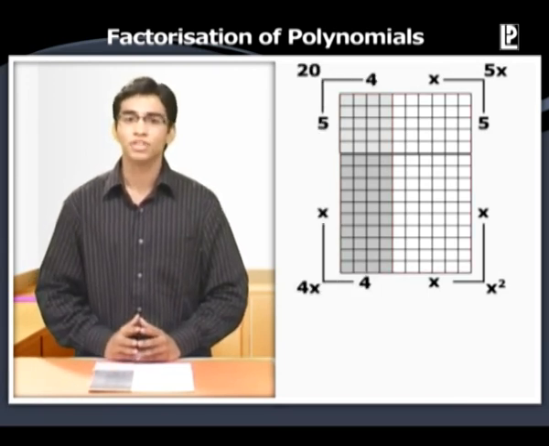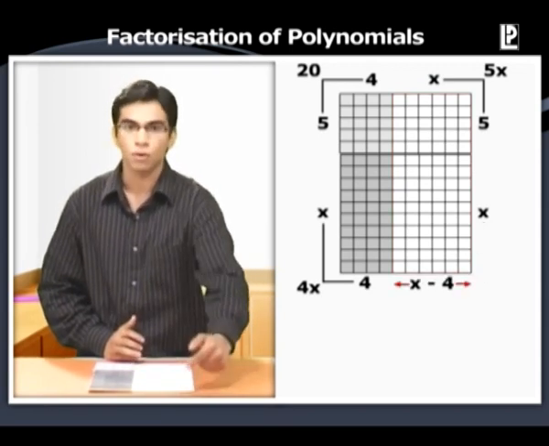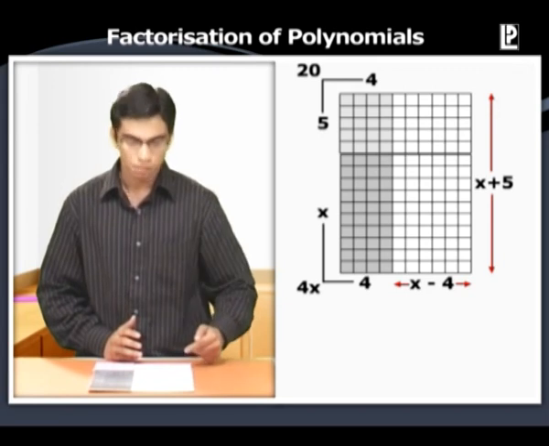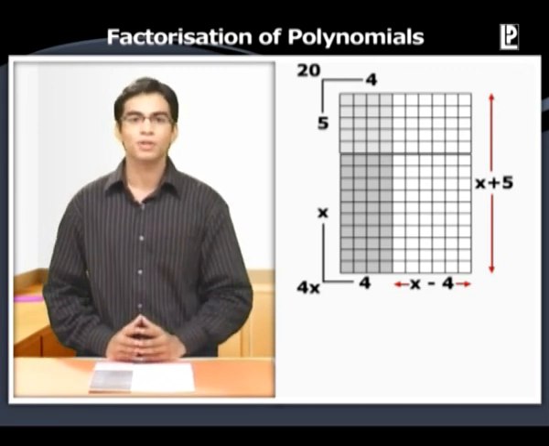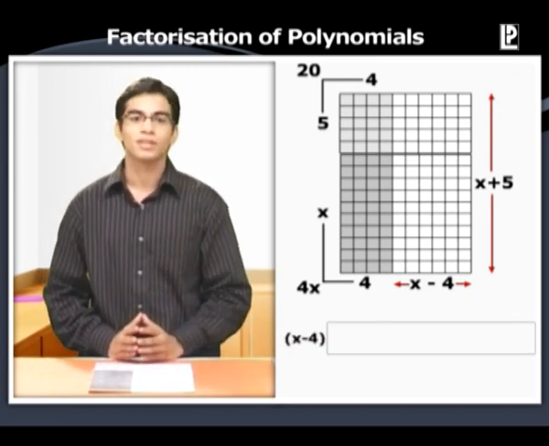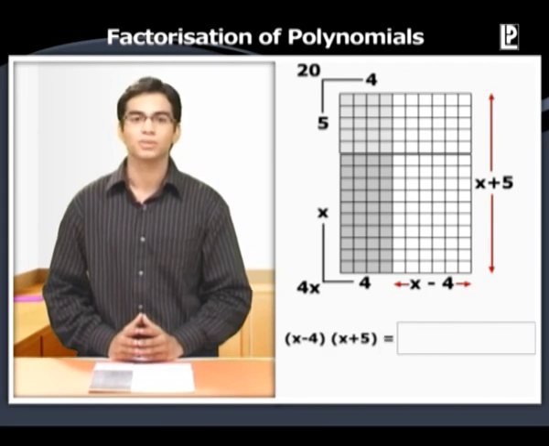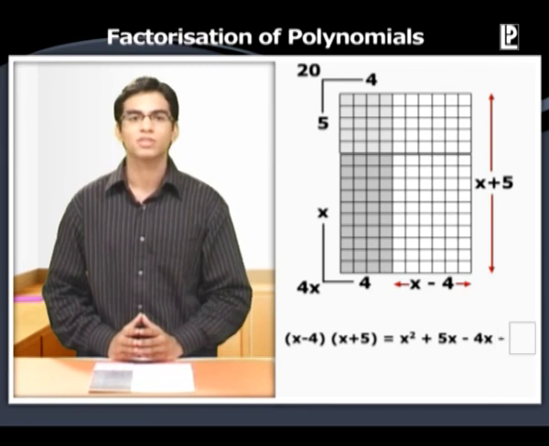Look at the sides of the newly formed rectangle. They are x minus 4 and x plus 5. It follows that x minus 4 into x plus 5 is equal to x square plus 5x minus 4x minus 20. Now, you can try and geometrically factorize any quadratic expression using grids.